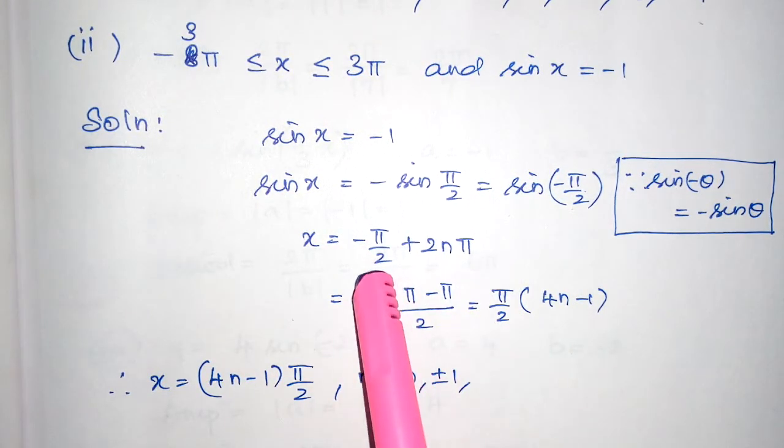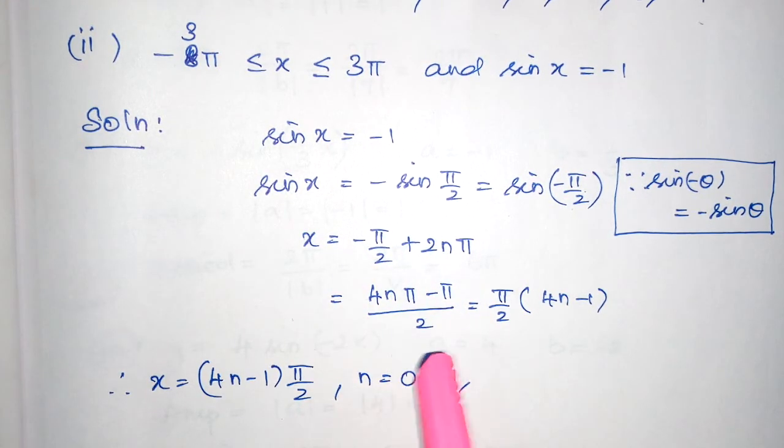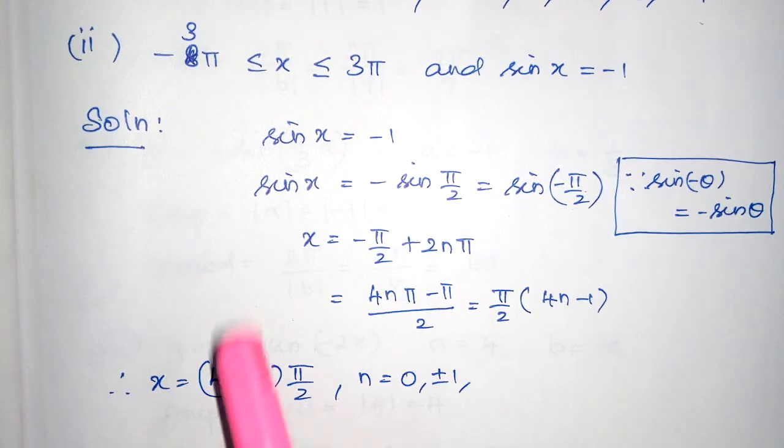Now I have to simplify this. So 2 into 2 is 4n pi minus pi by 2. So I can take pi by 2 outside. So pi by 2 into 4n minus 1. So this is the general solution. Now I have to find the value of n by substituting each and every value in this particular x value. So now I substitute 0. So substituting 0 here, it becomes minus pi by 2. Okay. So minus pi by 2 must belong to this interval.